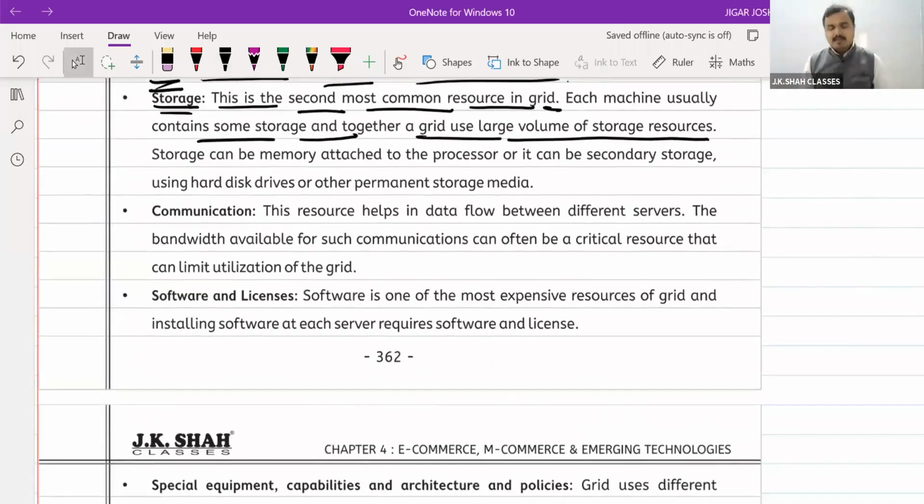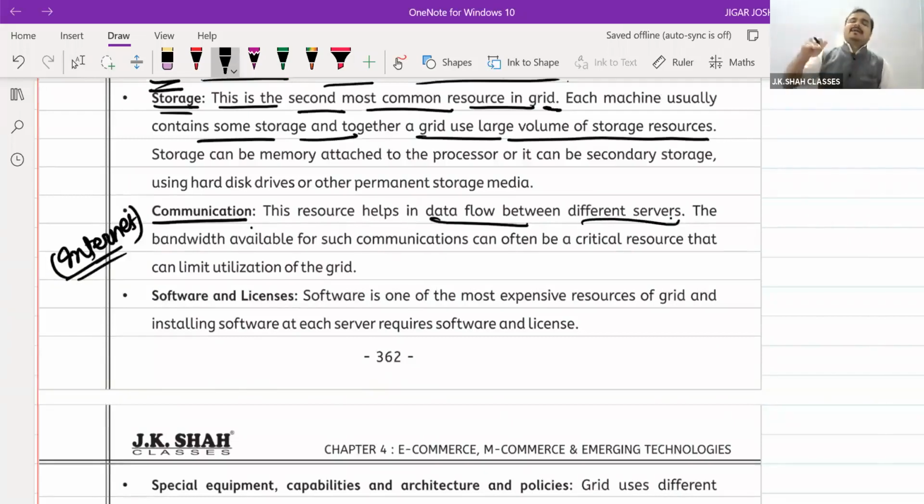Next, communication. In bracket, please mention internet. It helps data flow between the different servers. How will data move from one computer to another computer? Obviously through the internet only. But it depends on bandwidth availability. Bandwidth means speed. Communication can often be a critical resource. Why? If the speed is not available, we won't be able to use this technology perfectly.